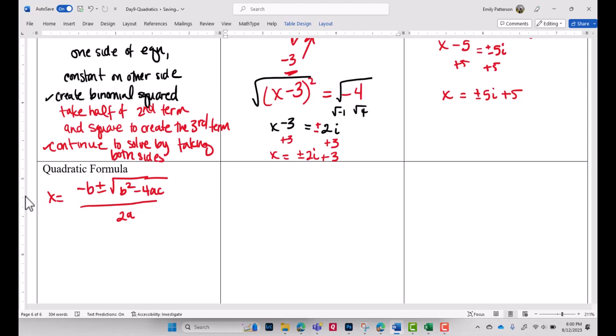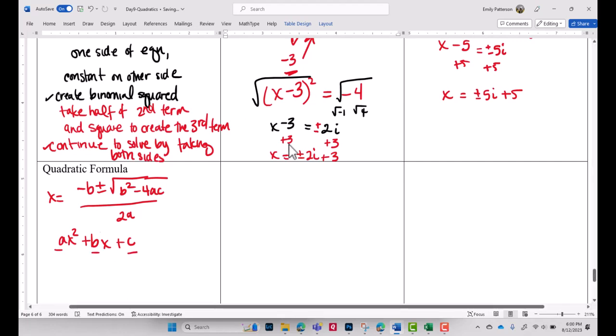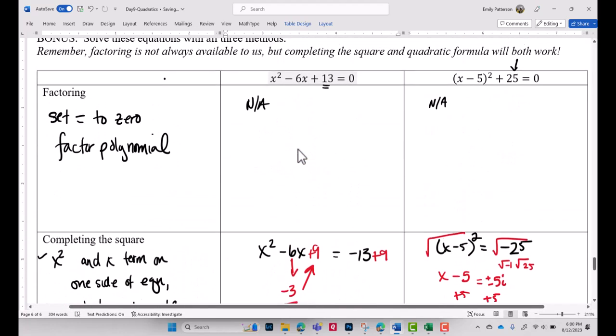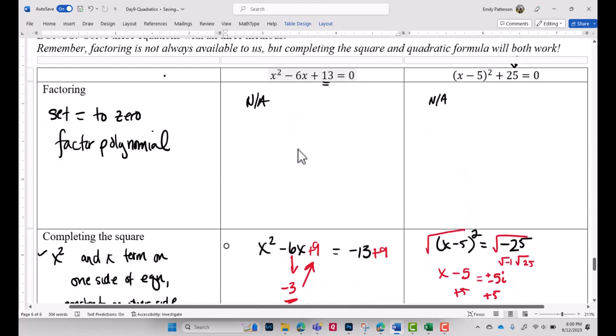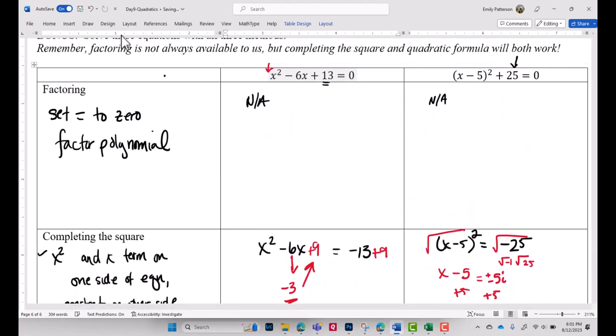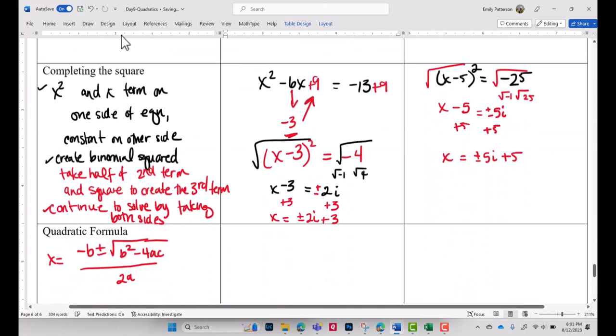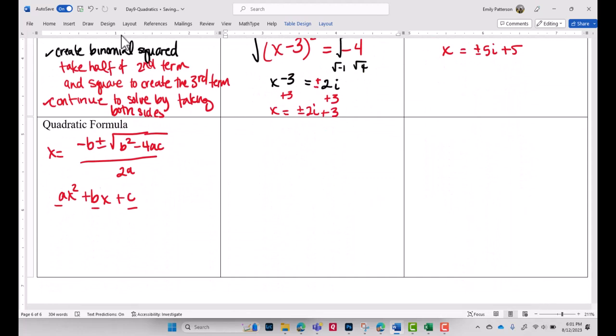So in this case, we remember that a is the coefficient of x squared, b is the coefficient of x, and c is the constant on the other side. So let's look at this first one. I have a is going to be this coefficient here, b is going to be this coefficient here, and c is going to be that constant here. So that's all nice and set up. Here's the thing we have to remember: this has to be set equal to 0 before I start plucking out the a, b, and c.